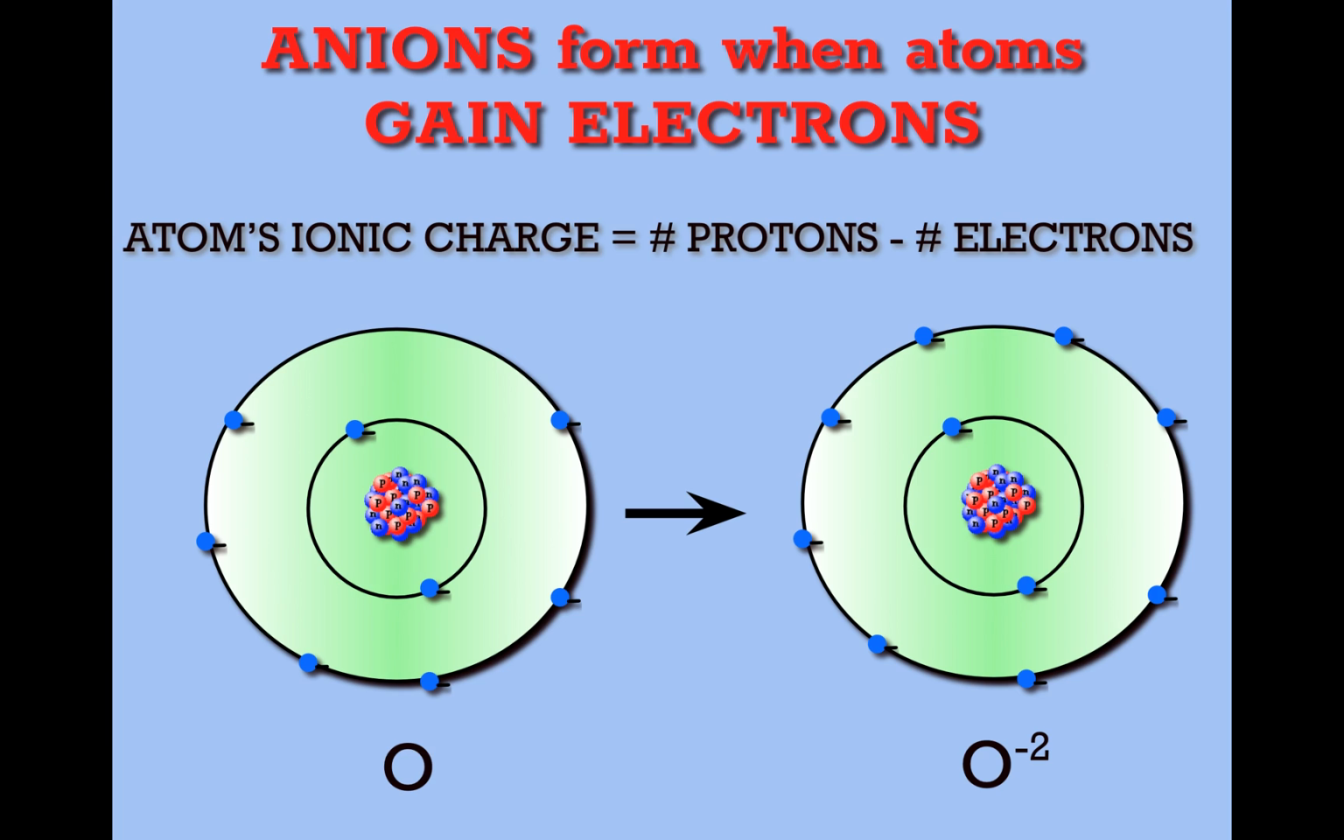An anion forms when atoms gain electrons. On the left we have the oxygen atom with 8 protons and 8 electrons. On the right side we have the oxide ion, still with 8 protons, but it gains 2 electrons, giving it an overall -2 charge, because now there are 10 electrons and 8 protons. So it's a little bit more negative than positive.